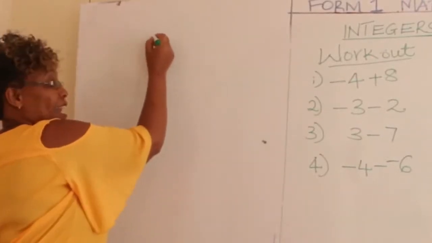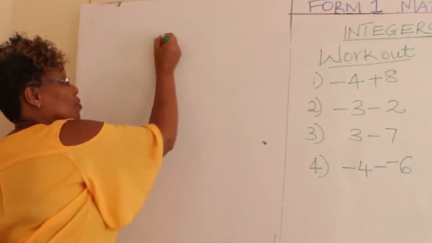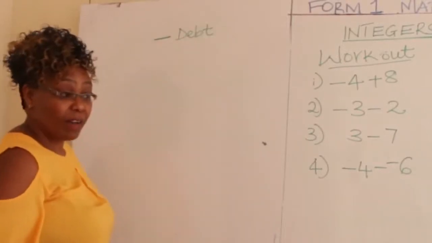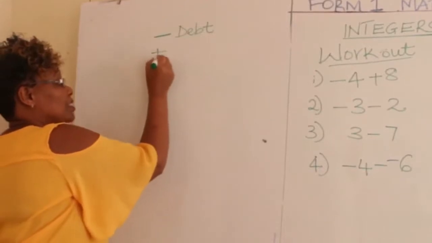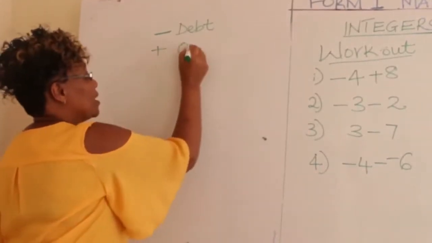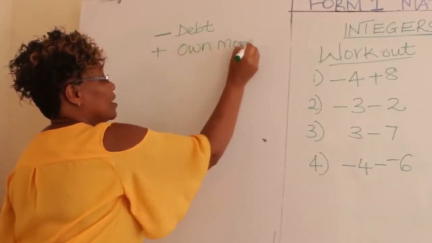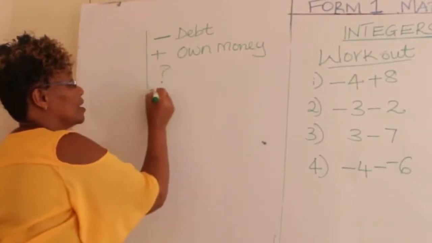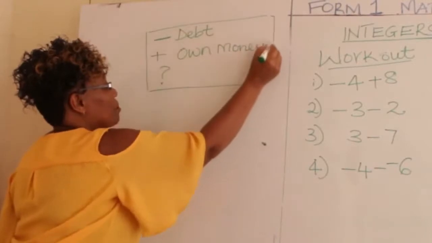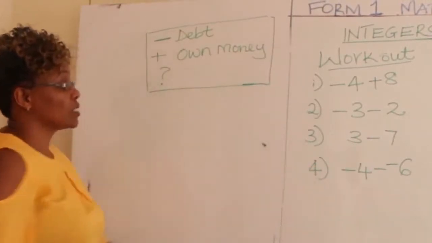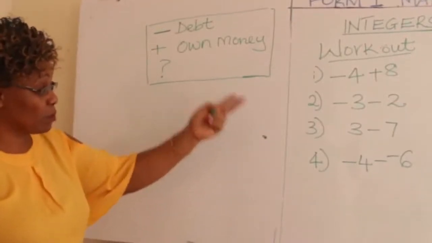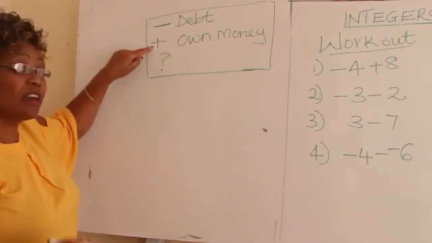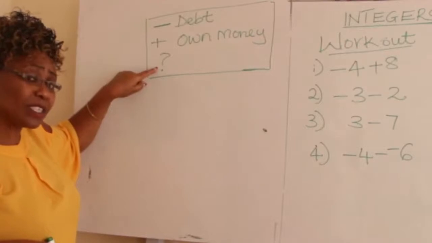You say, let minus or negative represent a debt. You have a debt. Then let positive represent your own money. And then you ask yourself a question. I'm giving you an idea of how to add or subtract such integers, however small or big. So minus represents a debt, positive your own money, and then you ask yourself a question.